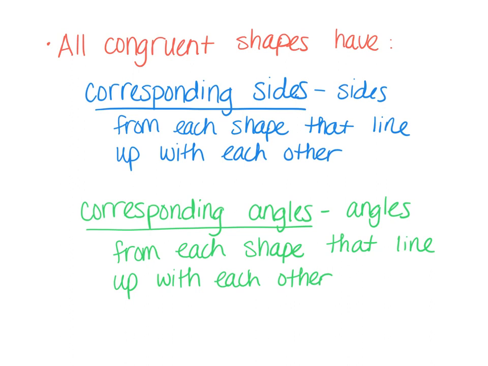Here in just a minute I will show you exactly what that means. Basically what you're looking at is if you overlap the shapes and line them up exactly, you're picking out the sides that match up with each other, and then you're picking out the angles that line up with each other.